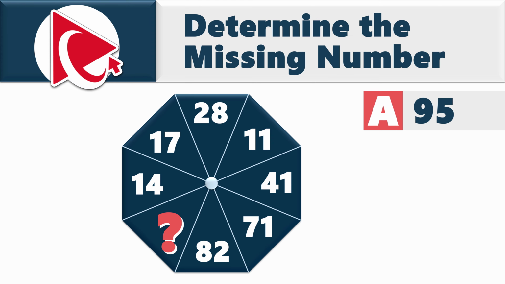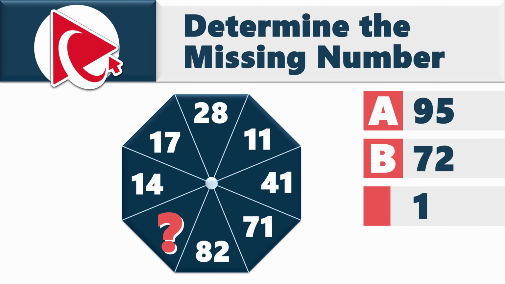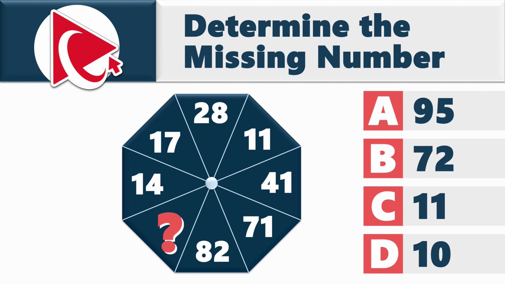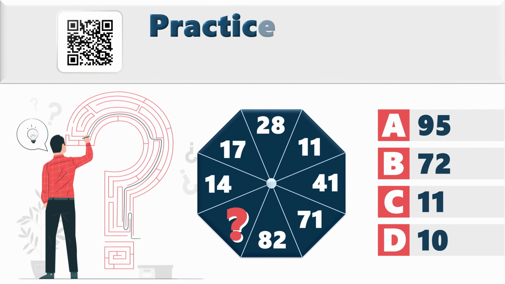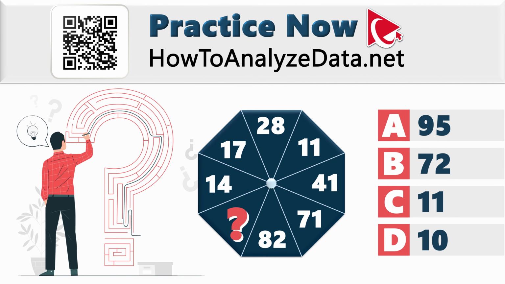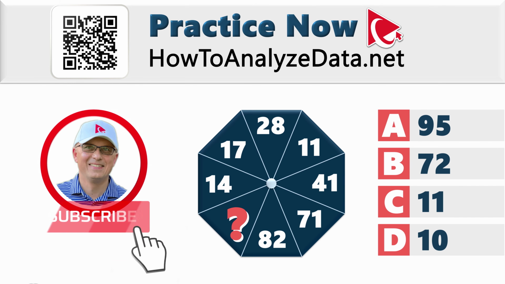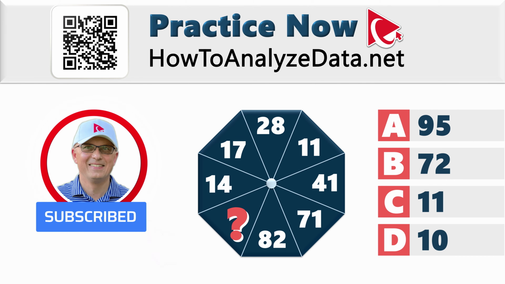Choice A, 95. Choice B, 72. Choice C, 11. And last but not least, choice D, 10. Take a close look to see if you can come up with the answer. Once you solve this challenge independently and conquer the maze, you need to share your victorious solution in comments. I am eager to review them and provide you with my feedback. Thanks for participating and good luck solving this challenge.